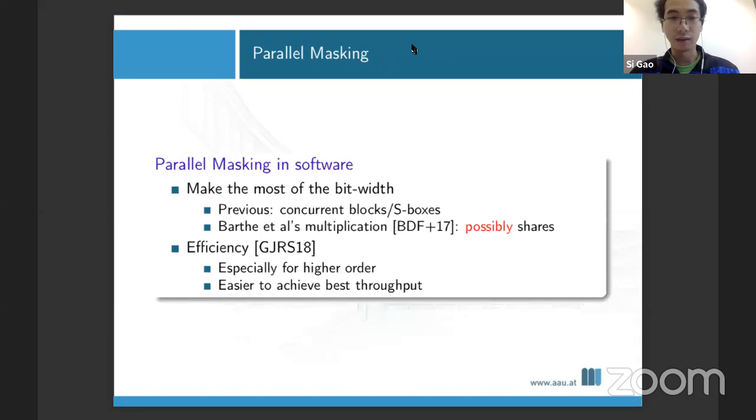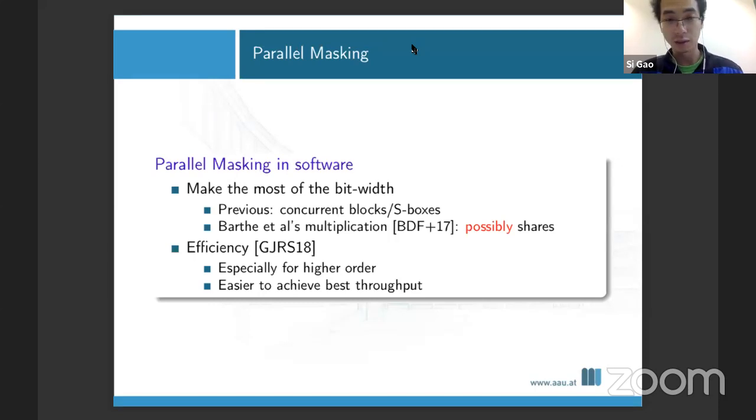Our main topic in this talk will be parallel masking in software. Previously, if you think about bit slice masking, one of the key issues there is trying to make the most of the provided bit width. Let's say you have a 32-bit processor, what you try to do is always use concurrent blocks or other S boxes to fill this 32 bits. This might be challenging if you have a really short message encryption, or if you have some chaining mode, where it is not possible to predict the next encryption block.